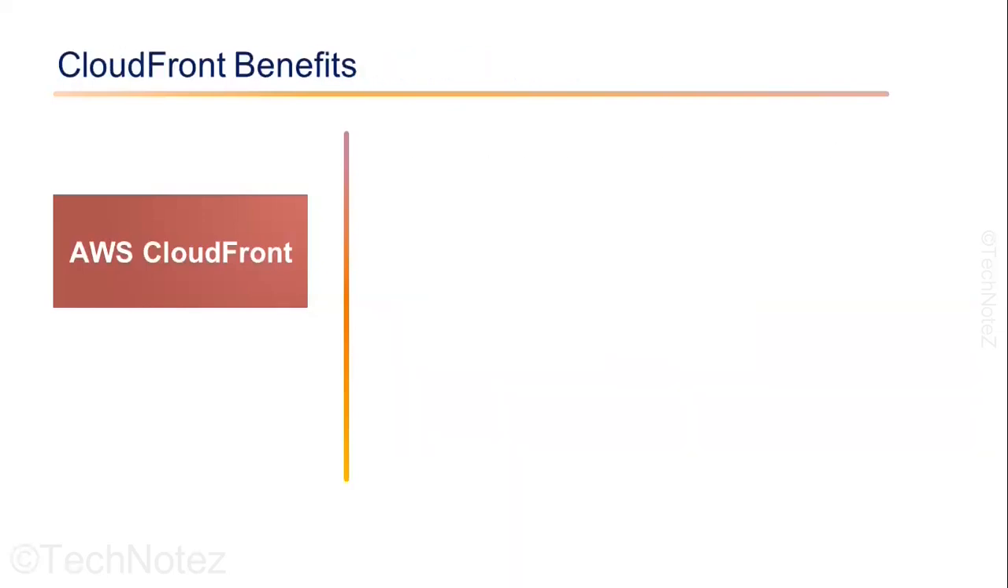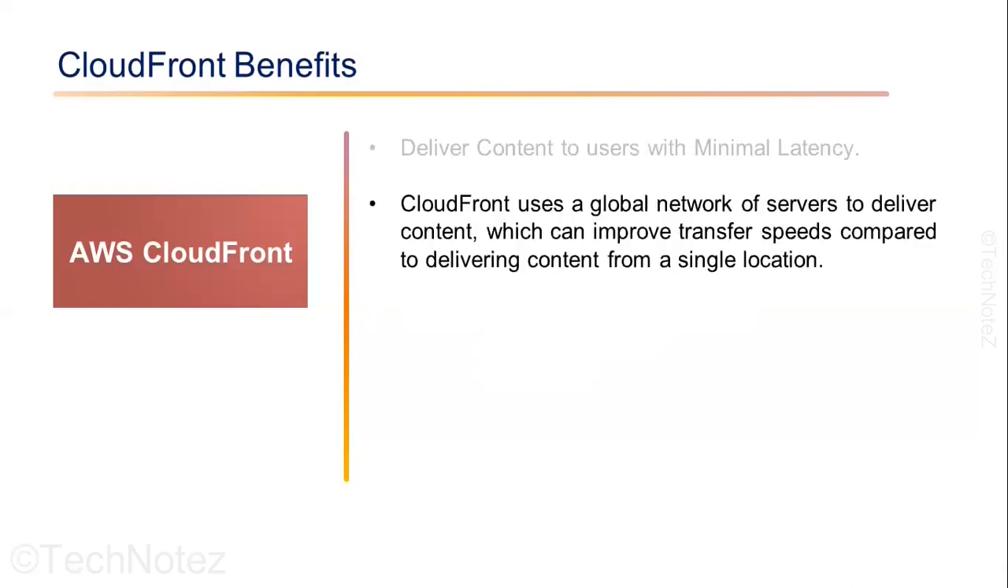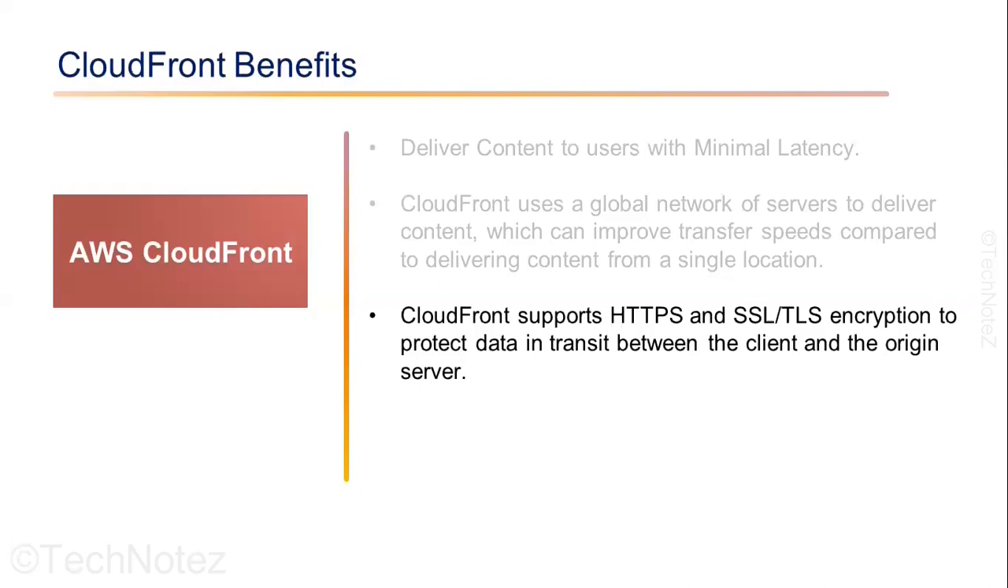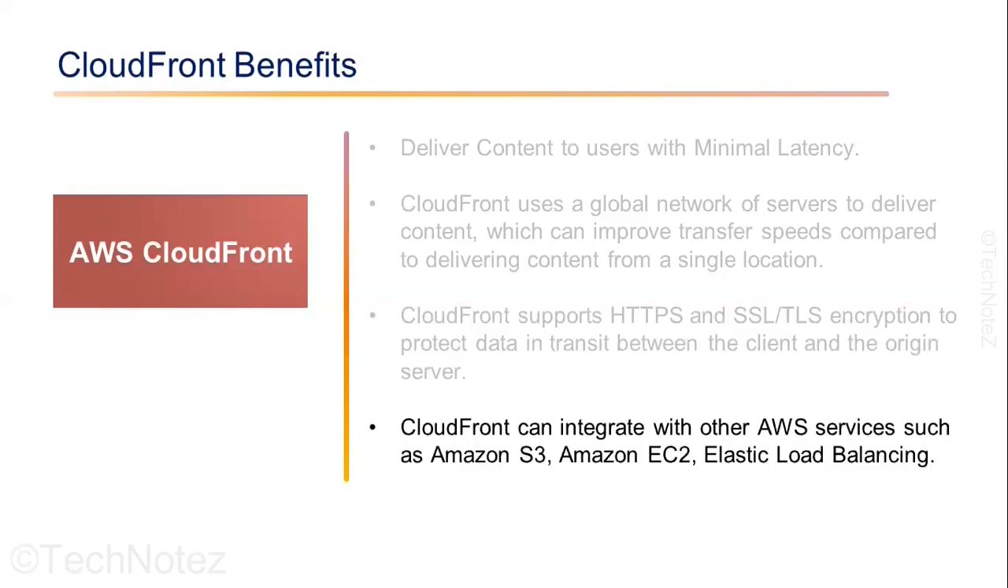CloudFront provides several benefits. Low latency. By routing the request to the nearest edge location, CloudFront ensures that the content is delivered to users with minimal latency. High transfer speed. CloudFront uses a global network of servers to deliver the content, which can improve the transfer speed compared to delivering the content from a single location. CloudFront supports SSL and TLS encryption to protect the data in transit between the client and the origin server. Integration with other AWS services. CloudFront can be integrated with other AWS services such as Amazon S3, Amazon EC2, and Elastic Load Balancing.